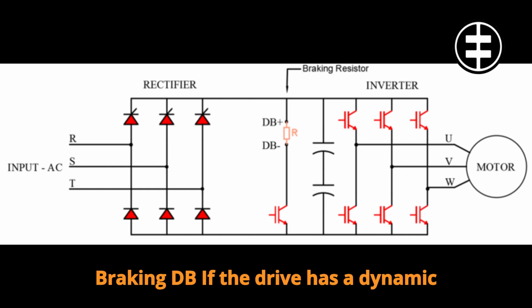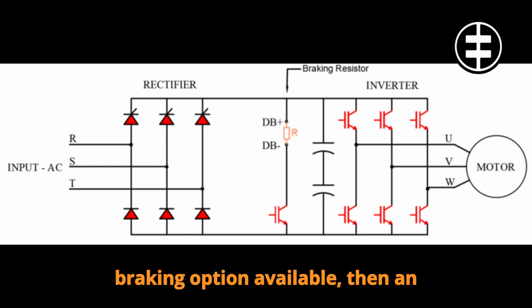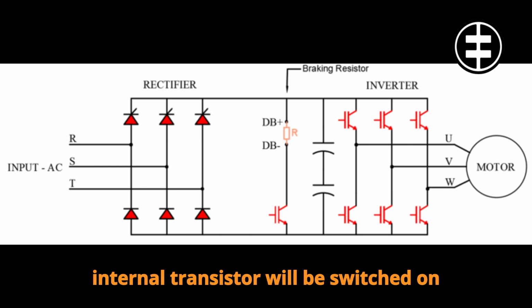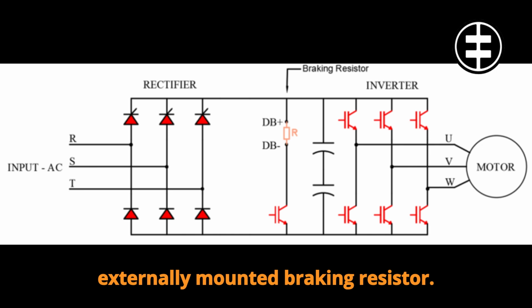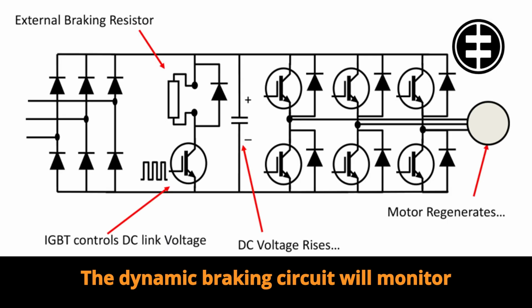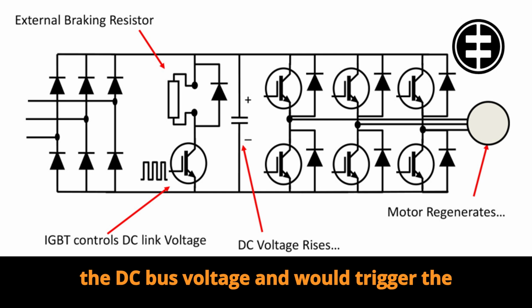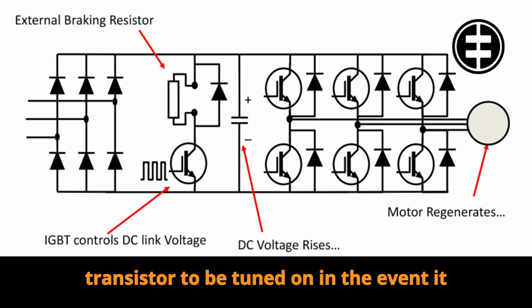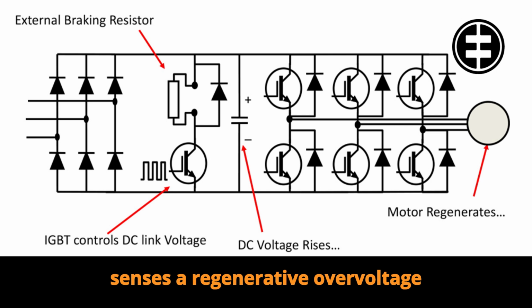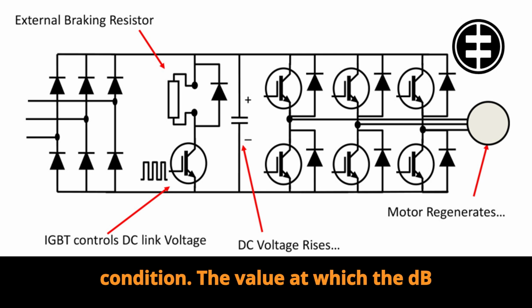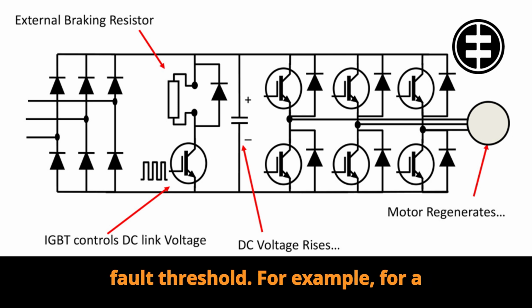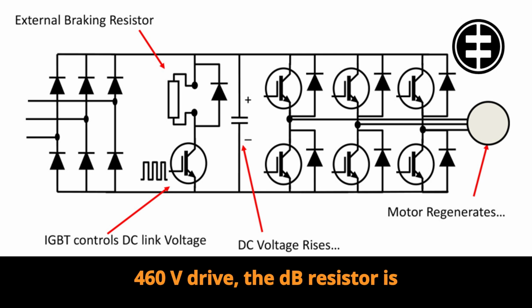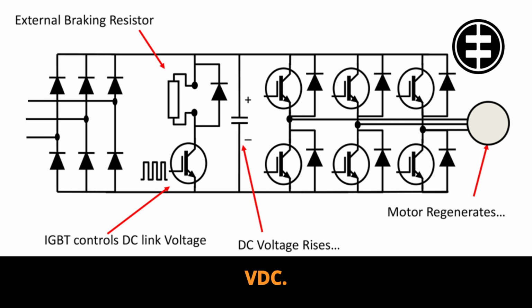4. Dynamic braking, DB. If the drive has a dynamic braking option available, then an internal transistor will be switched on to dissipate the excess energy onto an externally mounted braking resistor. The dynamic braking circuit will monitor the DC bus voltage and would trigger the transistor to be turned on in the event it senses a regenerative overvoltage condition. The value at which the DB transistor will be turned on is approximately 5% below the overvoltage fault threshold. For example, for a 460V drive, the DB resistor is switched on at around 760 VDC.